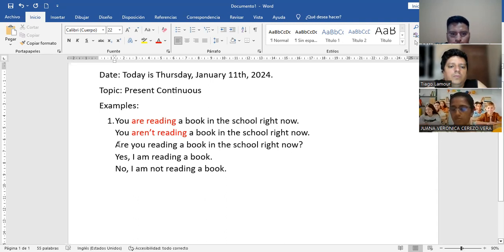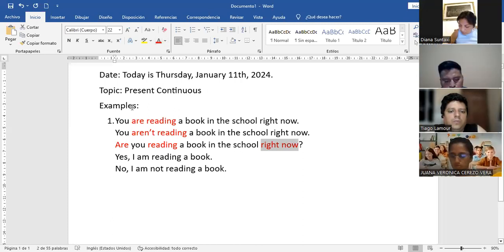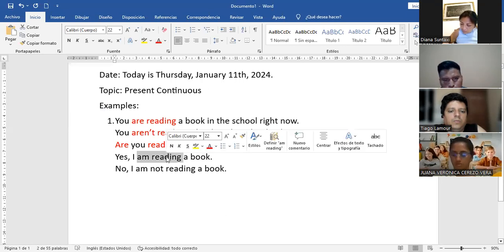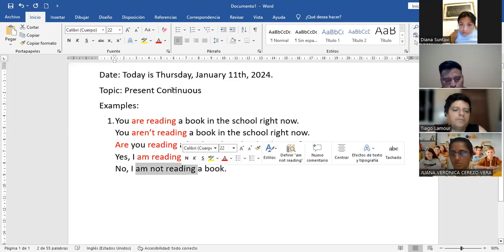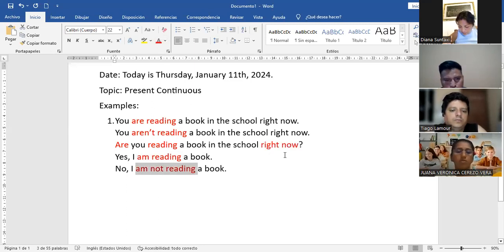The first habit is for are is the first. It is a verb to be. Of the second verb, ing. And in the sentence, you have it right now with the time expression. El time expression. Sí, el tiempo de expresión de ese momento. And use it for the short answer, you have it is I am reading. It is, sí, yo estoy leyendo un libro. It is of the negative, I am not. Or it's possible, use it for the contraction, no hay problema.